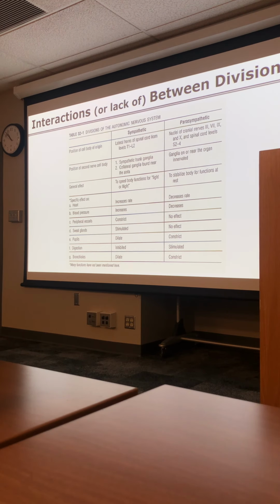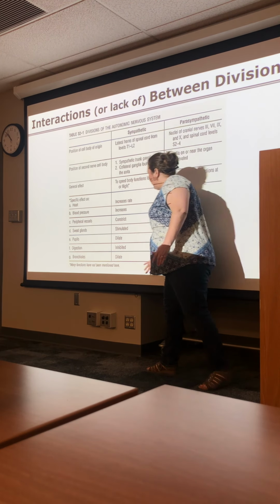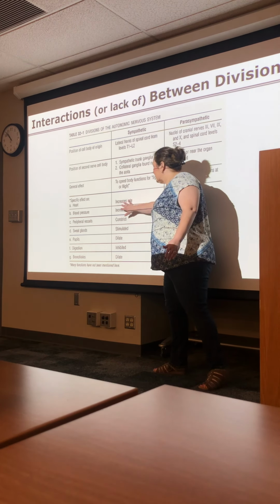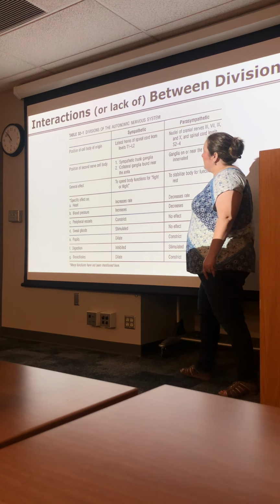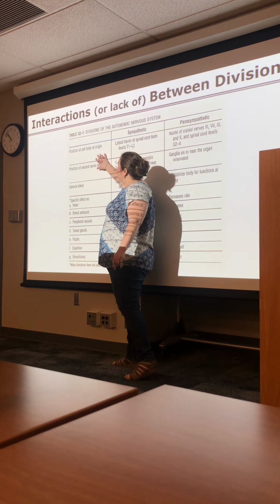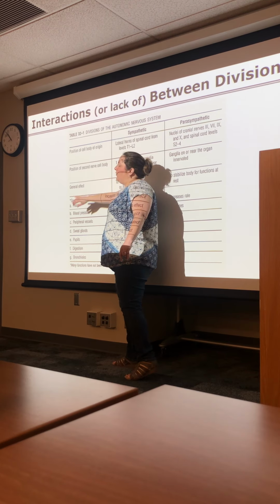So this is actually from the textbook, and this kind of wraps up that information. You can see those different activities here. These are some of the most important ones, isolated, so you can take a look at those, and you can see they're also telling you a little bit about the position of the cell bodies and origination, where the second cell body is located, and what the general effect is going to be.